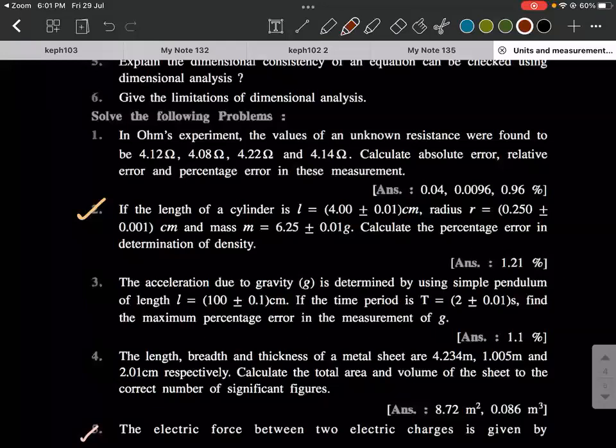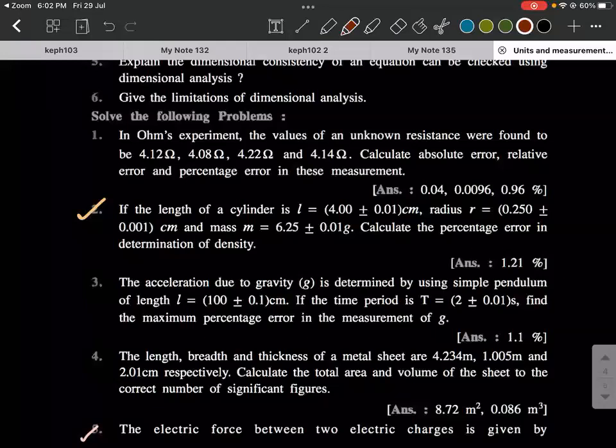But before you proceed, what are the basic requirements that you need to know? When they ask you about the density, you need to know that it is mass by volume. So mass is given, and look at the shape that is given. That is a cylinder. So what is the volume of a cylinder? Pi r square h, or I can say pi r square L.